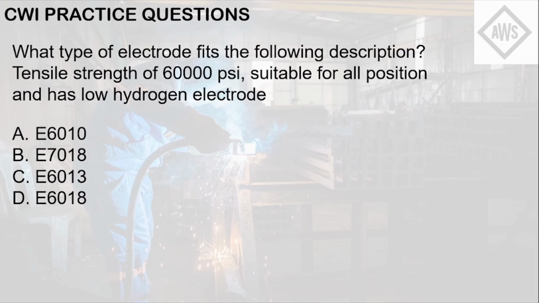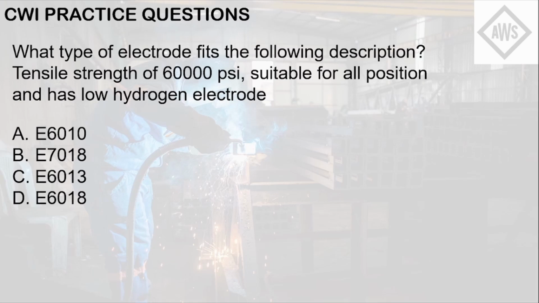Letter A, E6010, is an electrode with 60,000 psi, so that might be the correct answer. The number 1 is suitable for all positions, so that might be correct. But what does the last digit refer to? It's the chemical composition for that specific welding electrode, but is it a low hydrogen electrode? For letter B, you can automatically cancel that out because 70 pertains to 70,000 psi strength for that welding electrode.